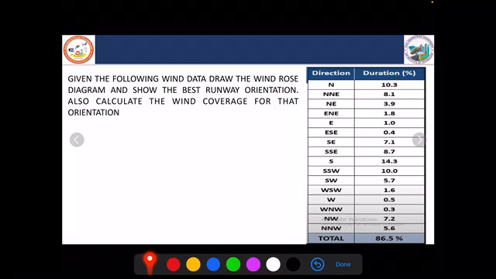Also the total percentage here is 86.5%. Where is the remainder? Here you can see that only the intensity of the wind which is more than 6 kmph is considered, and the remaining value, 100 minus the total, will be the calm period, where the intensity of the wind is less than 6 kmph. Anyway, that has to be considered when we find out the wind coverage, so we will look at that further.